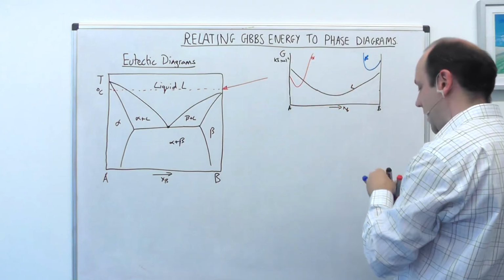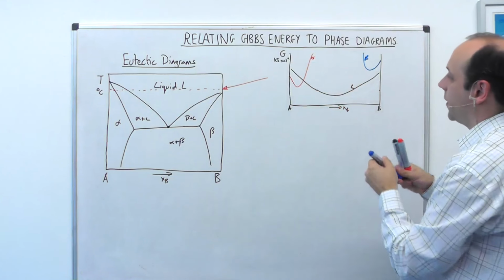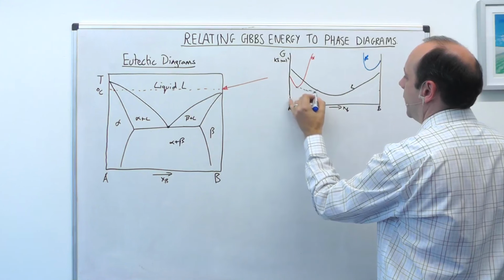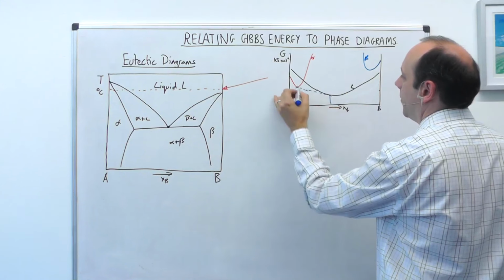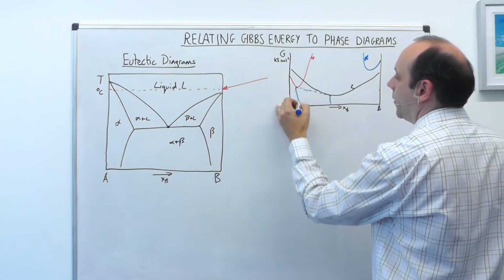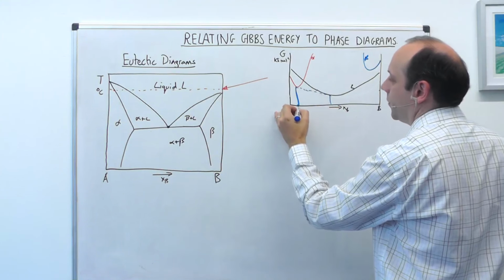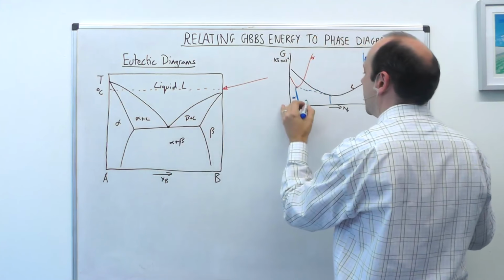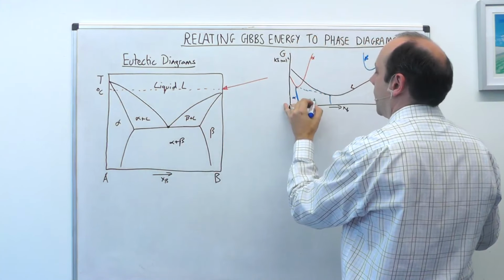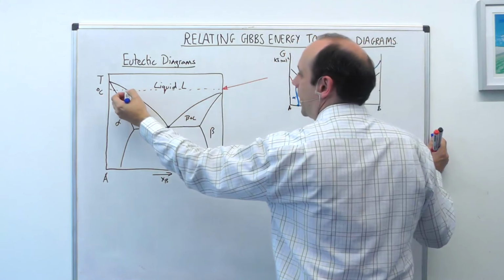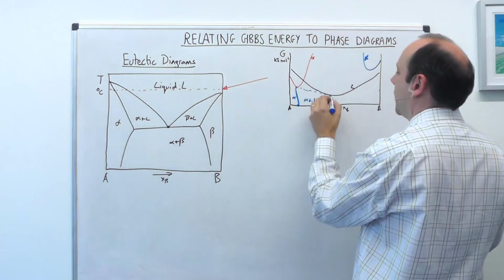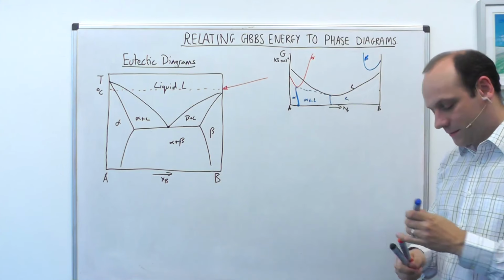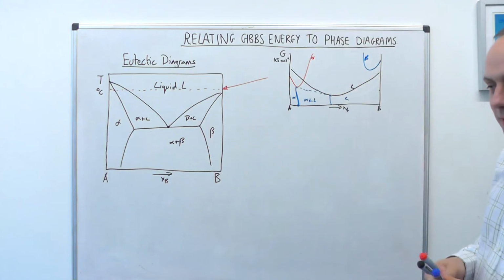And we'll have a common tangent between the liquid and the alpha, so let's draw that in. We've got a common tangent over here, and these two numbers correspond to, this one corresponds to the phase boundary between the alpha and the alpha plus liquid regions. And this number here corresponds to this number here, and that's the phase boundary between the alpha plus liquid and the liquid regions. So that's the situation at that temperature.